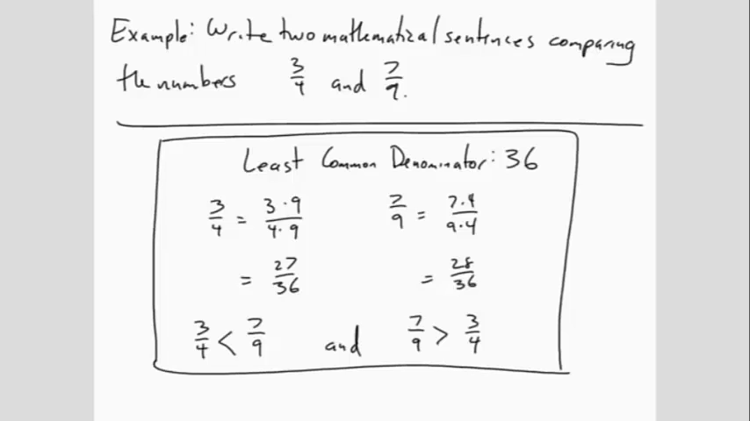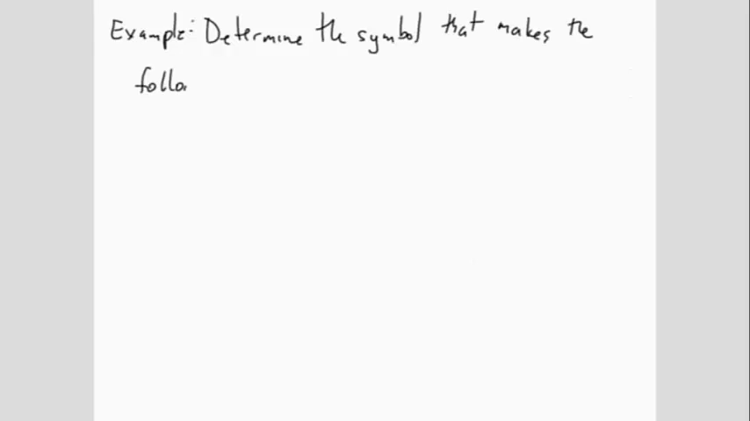When thinking about the picture, you should be able to recognize that 27/36 is to the left of 28/36, since 27 is to the left of 28. Example, determine the symbol that makes the following statement true. -1 and 5/7 box -1 and 5/8.